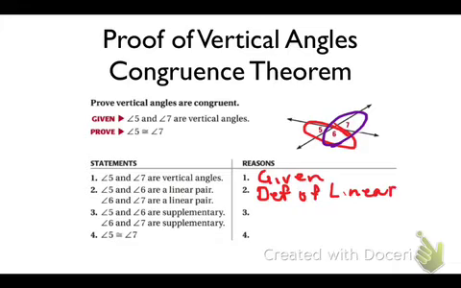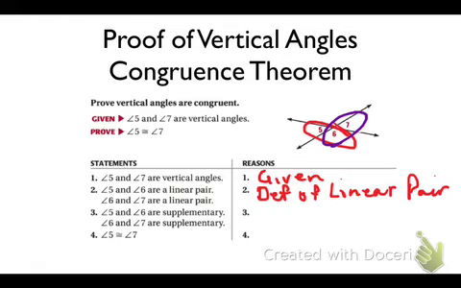In other words, we can tell from the picture that the two angles, 5 and 6 and 6 and 7, are a linear pair. Okay? All right. Now let's go on to statement 3. How do we know if they're a linear pair that they are supplementary?